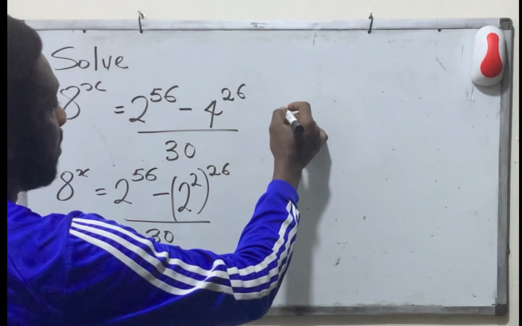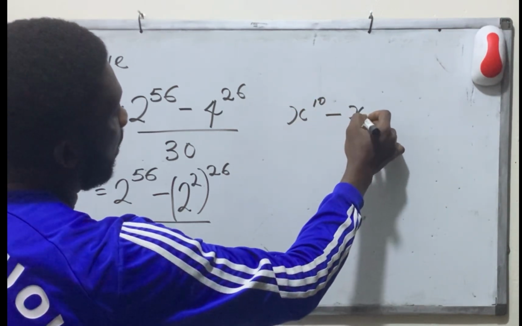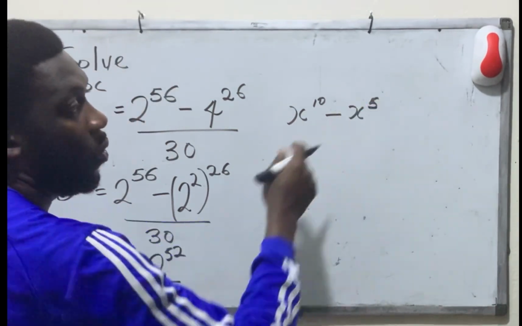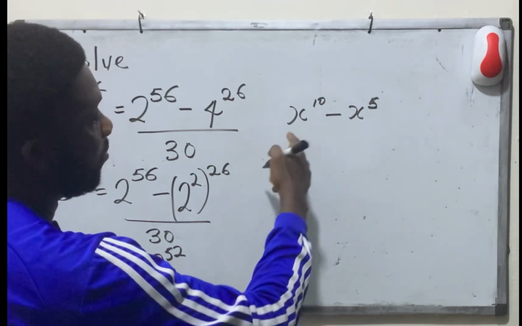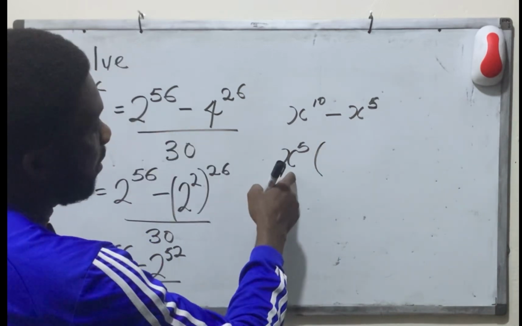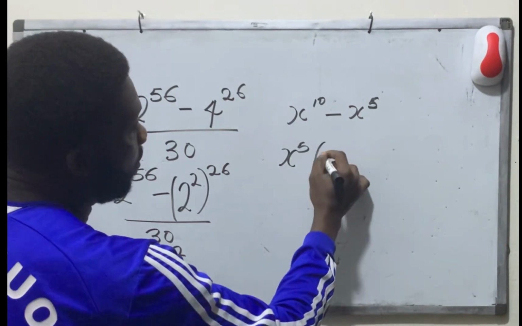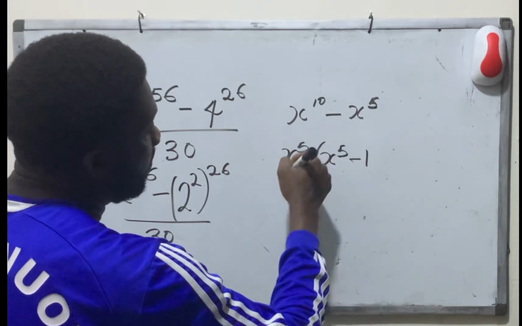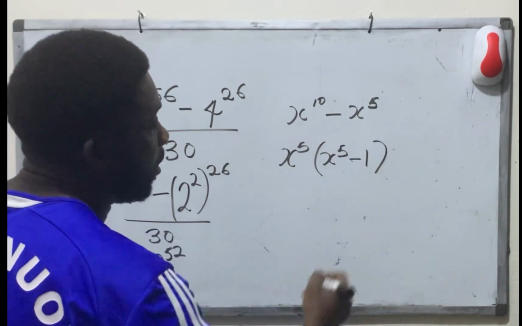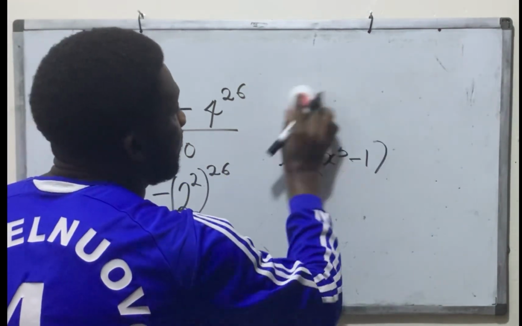If you have something like x raised to power 10 minus x raised to power 5, and you want to factorize this, you always go for the lowest or the smaller power. To factorize this, you have x raised to power 5, which is the smaller power. Then x to the power 10 divided by x raised to the power 5 will give you x raised to the power 5, minus, and this becomes 1, because when you divide x raised to the power 5 by x raised to the power 5, you get 1. So we use this method to apply to this.